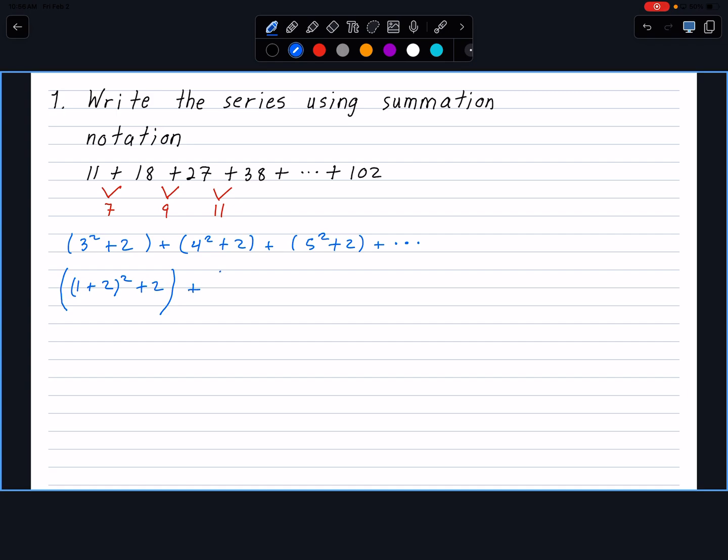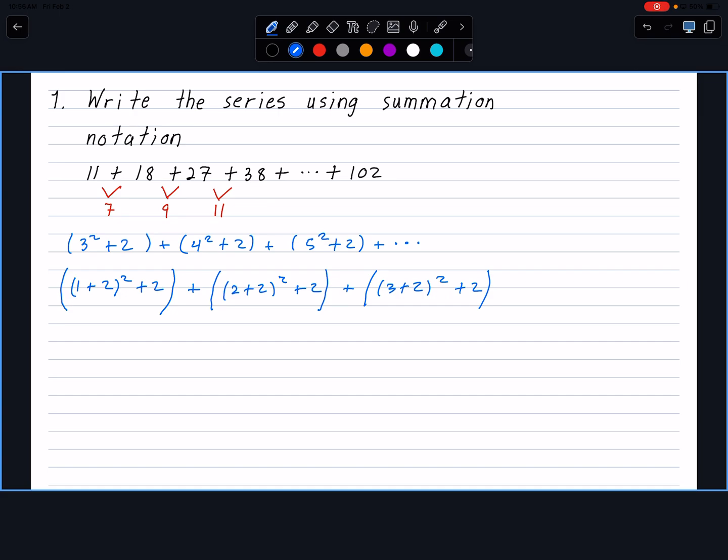For the next one, it's going to be 2 plus 2 squared plus 2. So I replaced 4 with the next term in the series. So the next one should be 3 plus 2 squared plus 2. Okay? From there, hopefully what we see is that the pattern emerges.